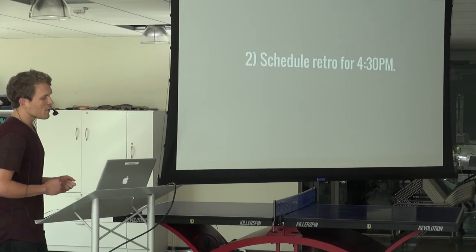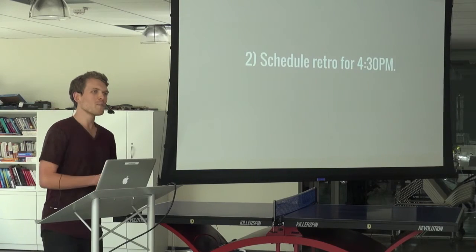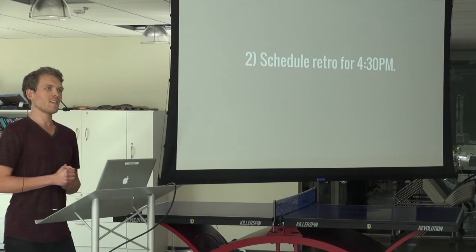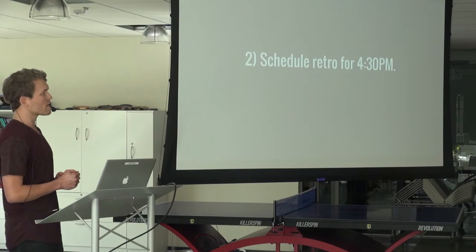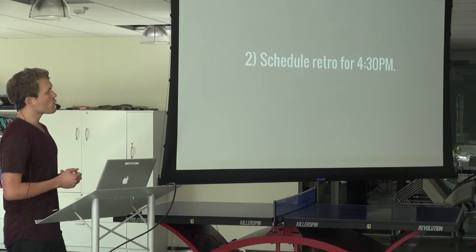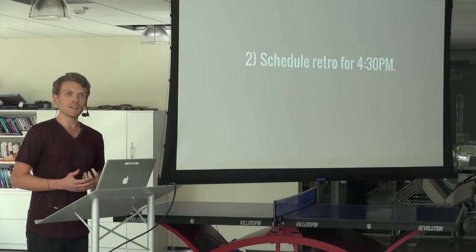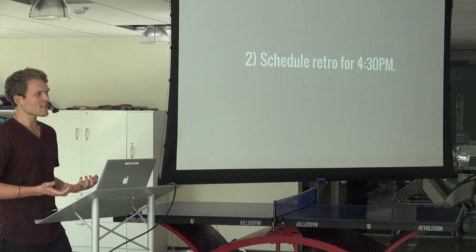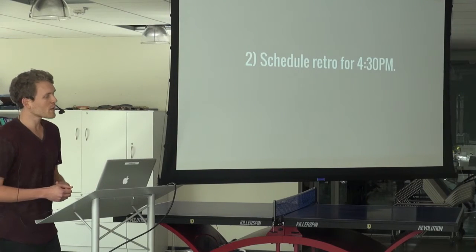Action item number 2, schedule retro for 4:30 p.m. I love this one. My current project actually does it, and that's where this action item came from because I think it's really effective. If you schedule retro for 4:30 p.m., that means that your retro ends at 5:30 p.m., which means you have 30 minutes left in your day before everyone goes home.